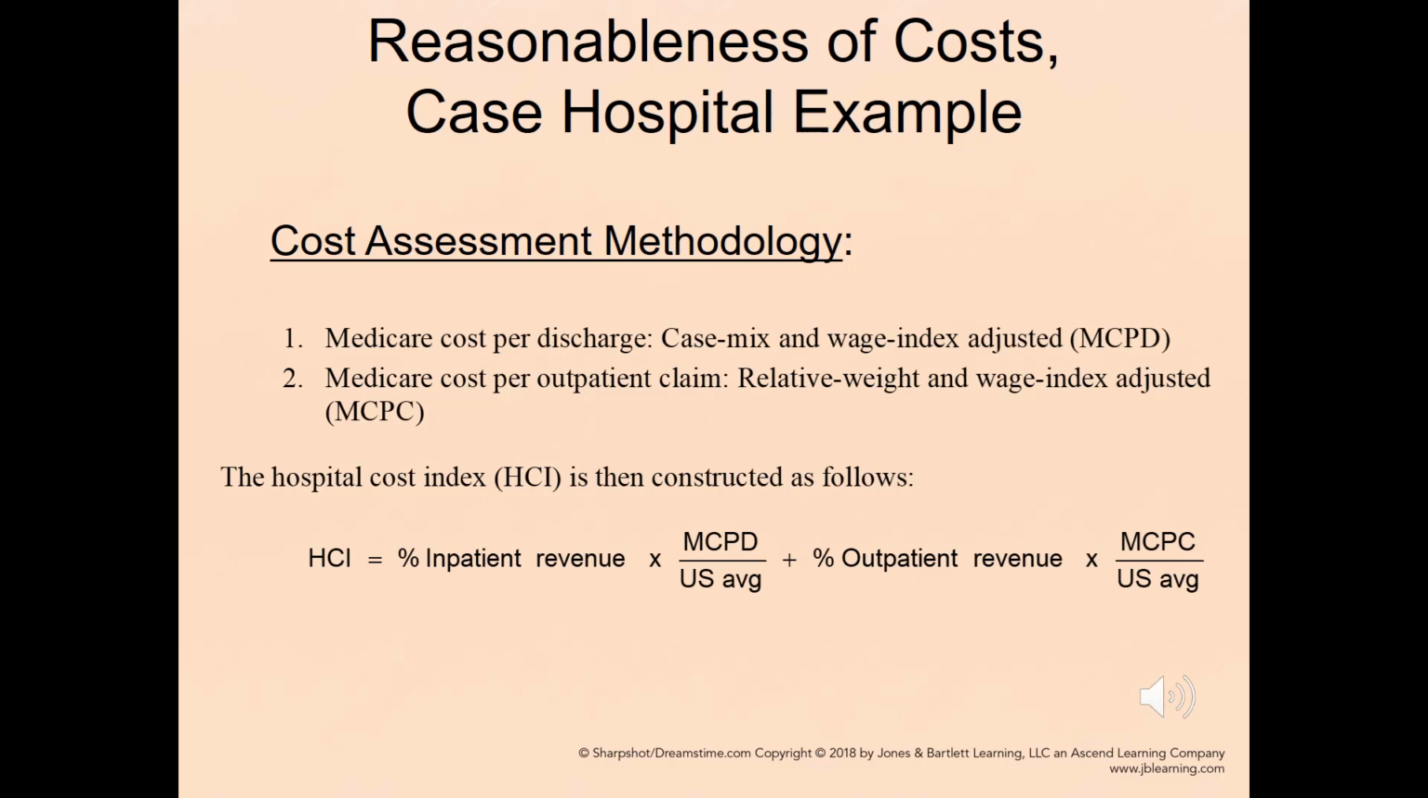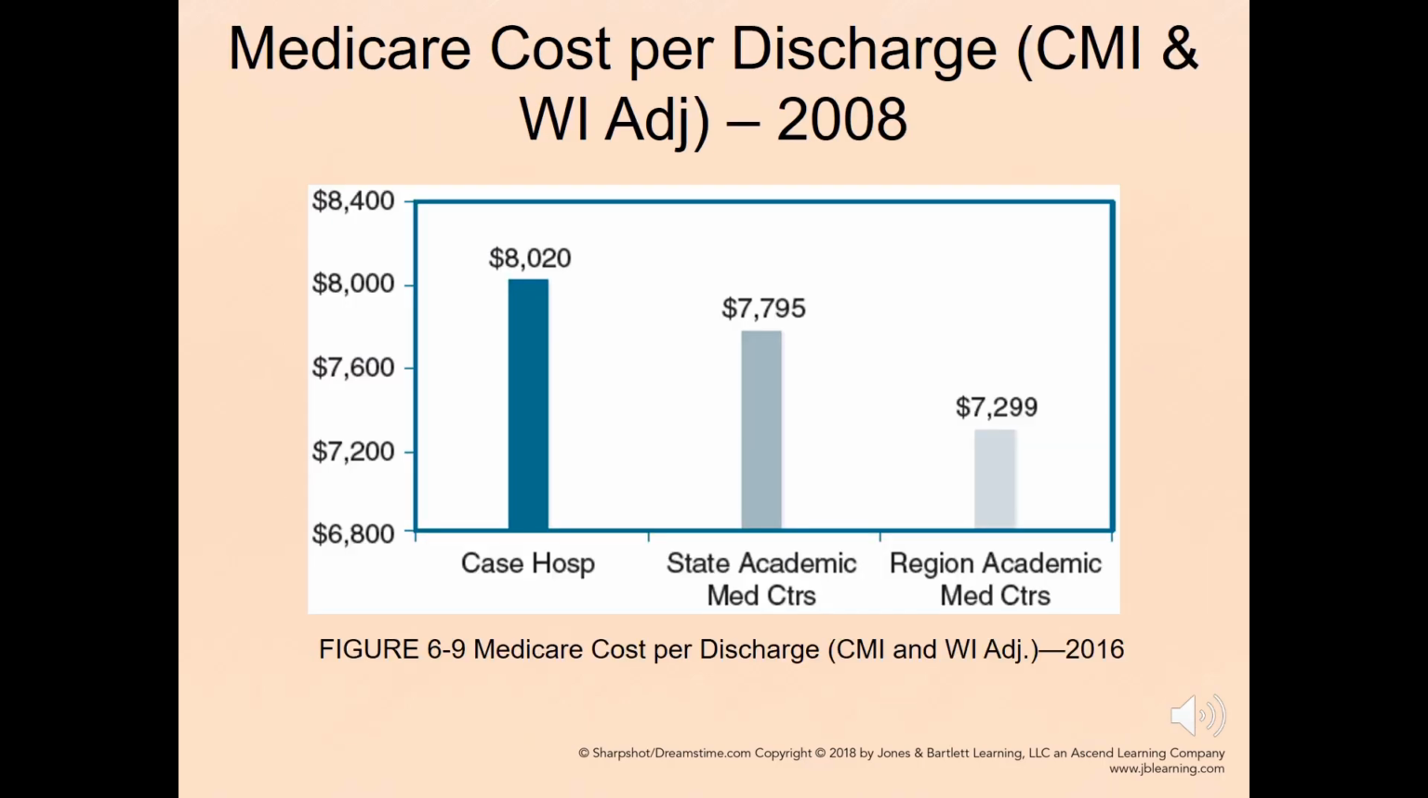So then the cost index is constructed by the following formula, with the hospital cost index equaling a percentage of inpatient revenue times the MCPD divided by the U.S. average, plus the percentage of outpatient revenue times the MCPC divided by the U.S. average. Let's take a look at how some of this shapes out in the next slides. Here, the Medicare cost per discharge based on the CMI and wage index that is adjusted shows the case hospital at $8,020. The state academic medical centers are at $77.95 and the regional academic medical centers at $72.99.